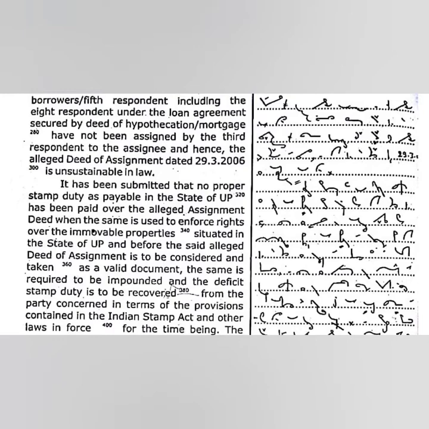It has been submitted that no proper stamp duty as payable in the state of UP has been paid over the alleged assignment deed when the same is used to enforce rights over the immovable properties situated in the state of UP, and before the said alleged deed of assignment is to be considered and taken as a valid document, the same is required to be impounded, and the deficit stamp duty is to be recovered from the party concerned in terms of the provisions contained in the Indian Stamp Act and other laws in force for the time being.